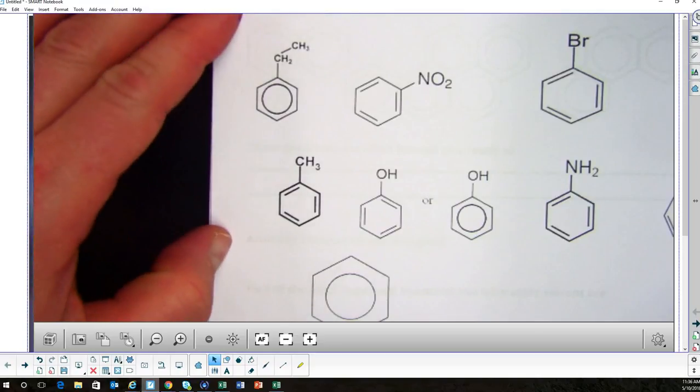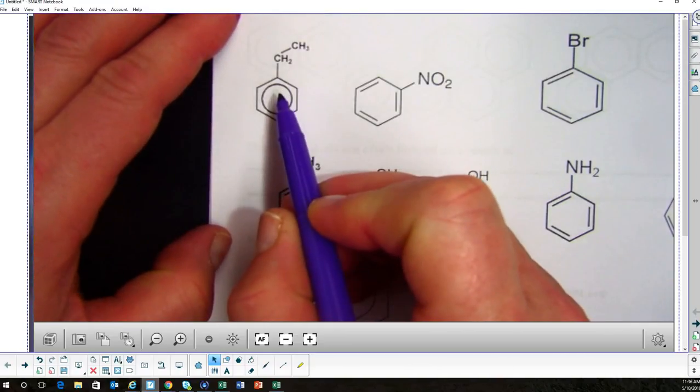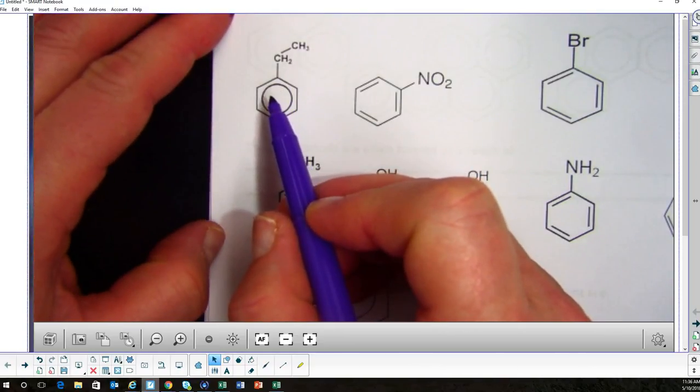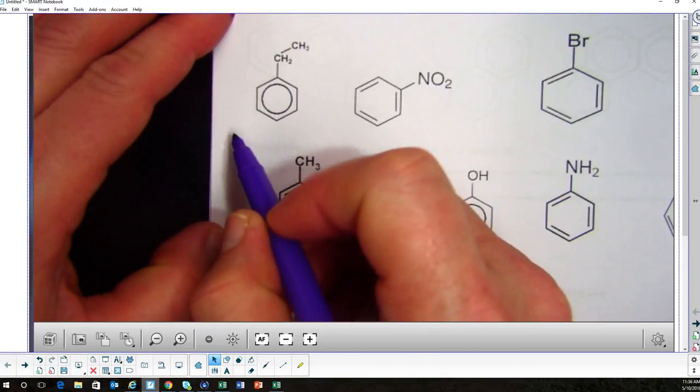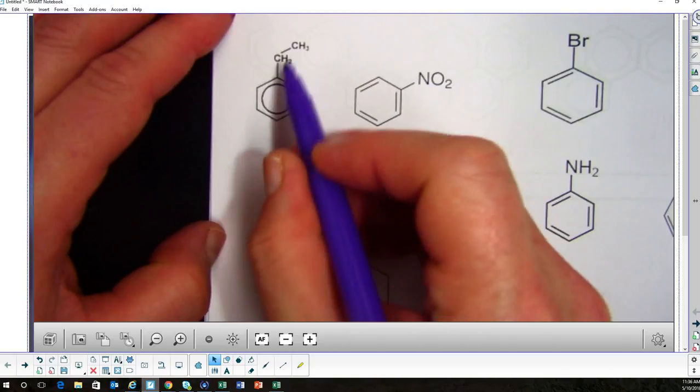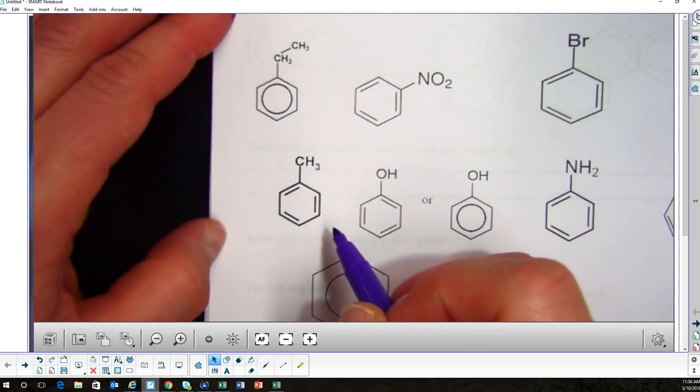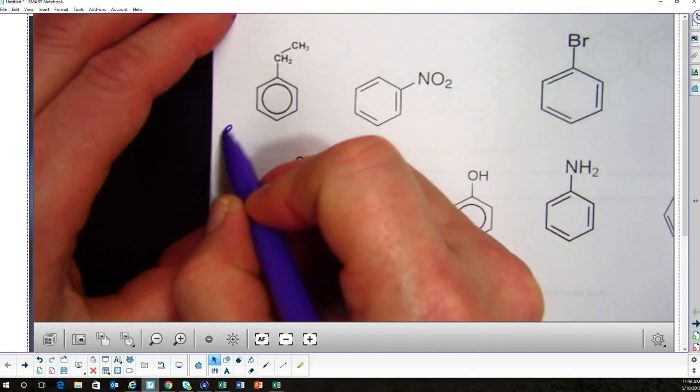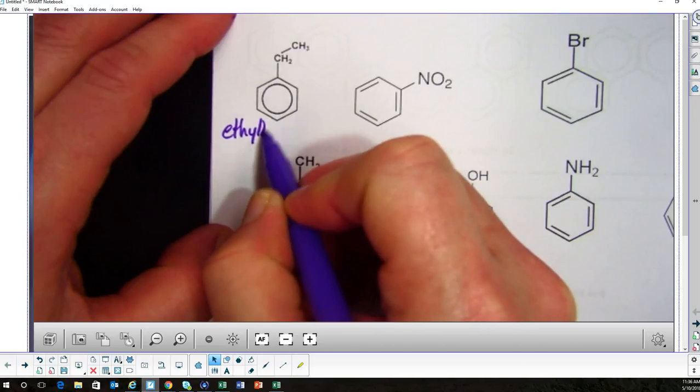These have specific names. This one, what do you think? Dimethyl. Don't make it too hard. What is this and what is this? Benzene with ethyl. So there we go, ethylbenzene. Do not make it too hard.